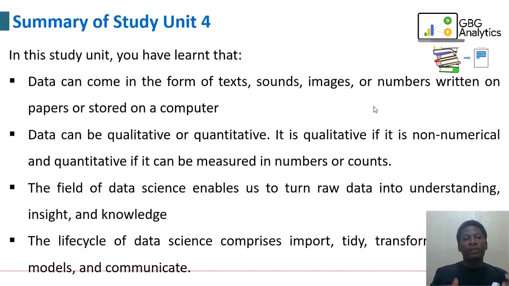In this unit 4, you've seen various forms in which data can come, such as text, sounds, images, numbers written on paper, or the ones that are stored on your computer. We also see that data can be divided into two. It may be qualitative or quantitative. And we said that qualitative data is non-numerical, while quantitative data is the one that can be measured, such as height or weight. We also see that the field of data science enables us to turn raw data into understanding, insight, and knowledge. We also see the life cycle of data science projects, and they include import, tidy, transform, visualize, and communication.